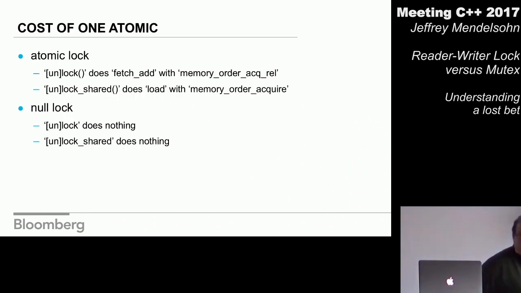So let's start with the cost of one atomic. I've already hinted that it's perhaps more than we think. So I'm going to use my benchmark for these results as described. I'm going to simulate the lock. I'm going to create something called a no lock, which does nothing. So obviously it's not a lock. It does nothing on the unlock and lock commands and nothing on the lock shared and unlock shared commands.